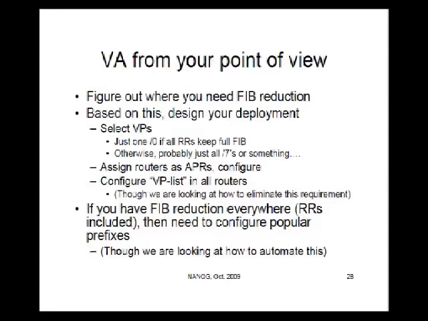You configure your routers as APRs. You configure what's called a VP list in all the routers, and this is just some static information that tells them what the VPs are so that they know what they can and cannot FIB suppress. And if you're not doing FIB reduction in the route reflectors, you're kind of done. And if you are, then you need to figure out which prefixes you really want to take shortest path and configure your PEs with that information. And that's sort of the nasty part of all of this. And again, we're looking at how to automate this.